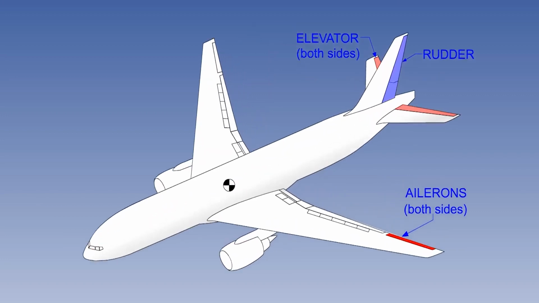These are the conventional three-axis basic control surfaces. In the following lesson, we shall look at variations on the basic types of control surfaces.